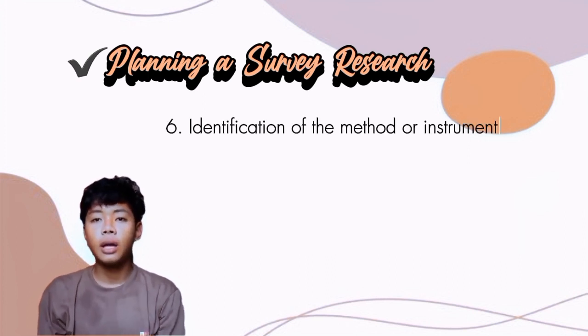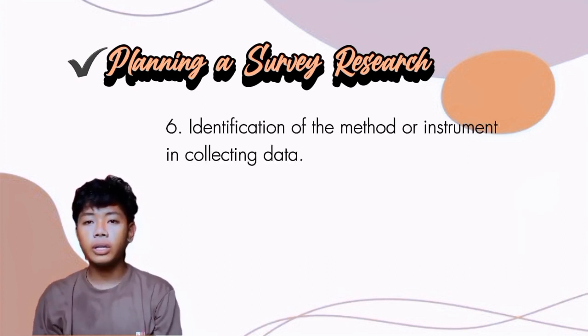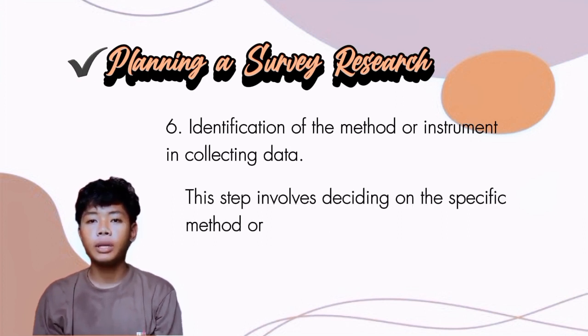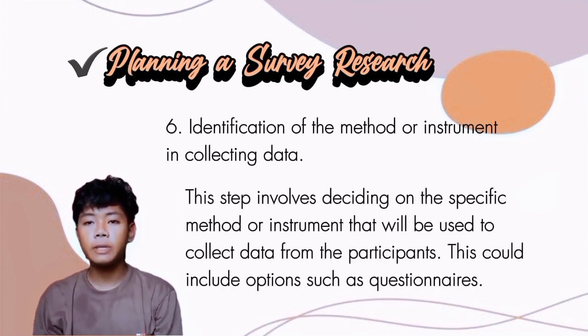Sixth, identification of the method or instrument in collecting data. This step involves deciding on the specific method or instrument that will be used to collect data from the participants. This could include options such as questionnaires.